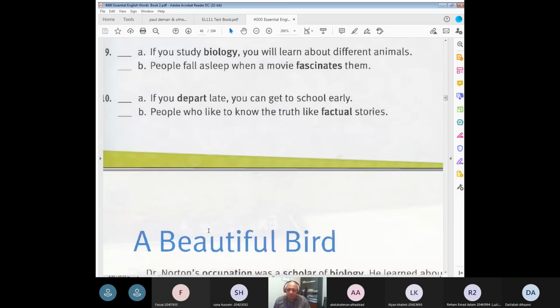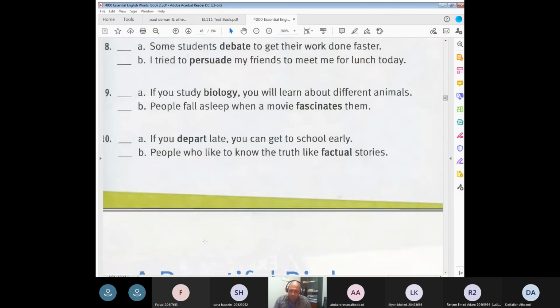If you depart late, you can get to school early. People who like to know the truth like factual stories. B. What do you think? I think it's B. Yes. But if you depart late, you don't go to school on time or early. Okay.